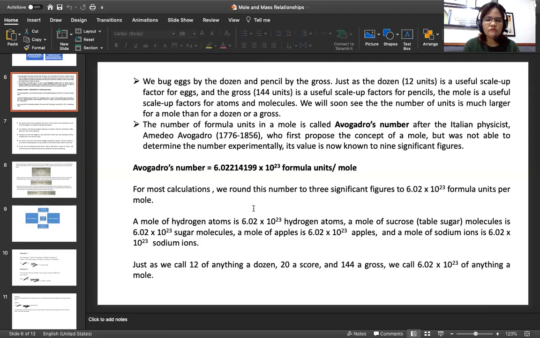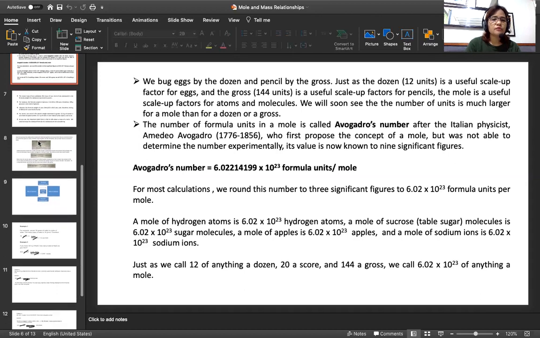Okay. So, a mole of hydrogen atoms is 6.02 times 10 to the 23 hydrogen atoms. Tulad nung mole ng sucrose, which is the table sugar, no? So, 6.02 times 10 to the 23 are the sugar molecules. Pareho din kung ano yung meron yung apple or apples. Pareho din kung ilan yung nasa sodium ion. Okay, so ibig sabihin, the Avogadro's number is constant. Just as we call 12 of anything a dozen, 20 a score, and 144 a gross, we call this 6.02 times 10 to the 23 of anything a mole.